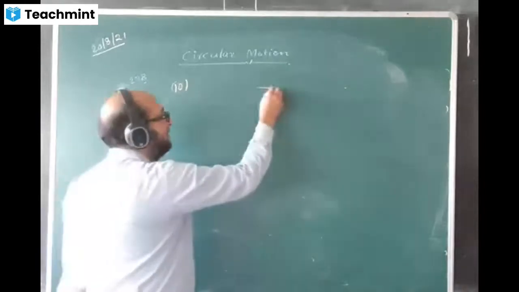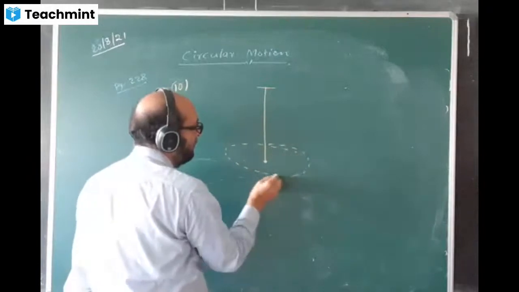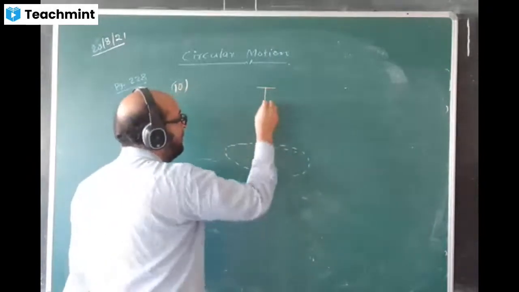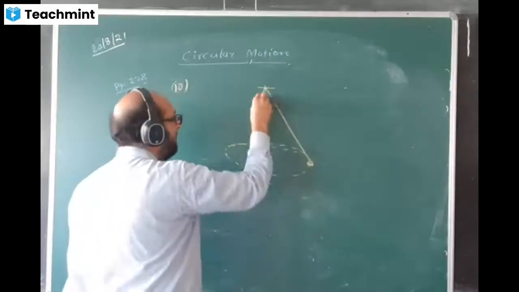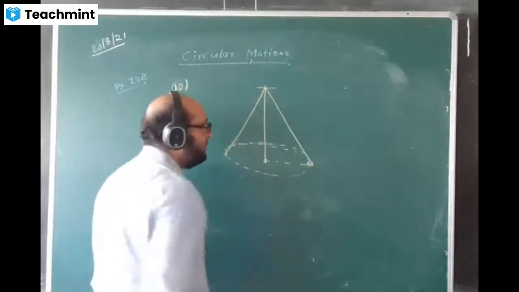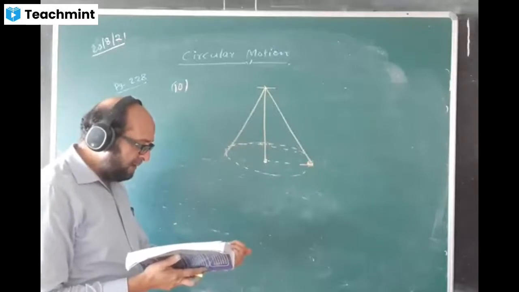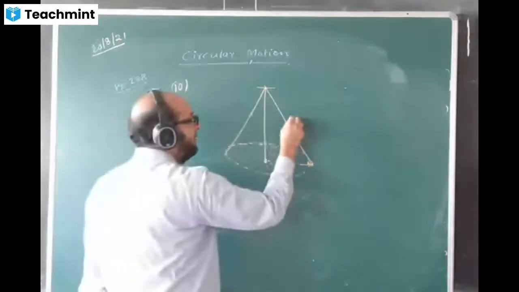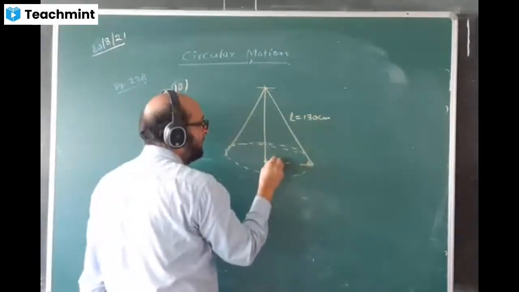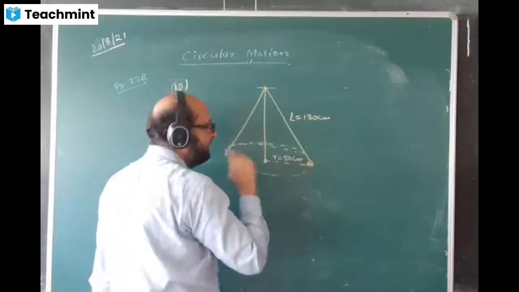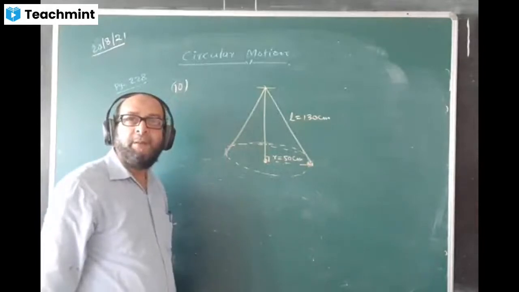The question says there is a sphere which is going around like this, in a horizontal circle. Okay, let us see what values are given there. The length L is given, 130 centimeters. Radius r is given, 50 centimeters. That is the situation. You have to find the time period.